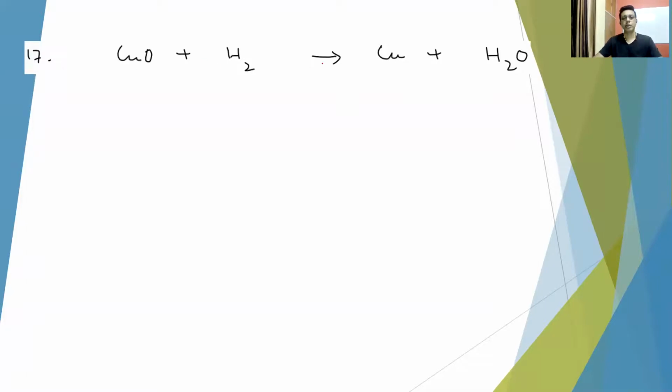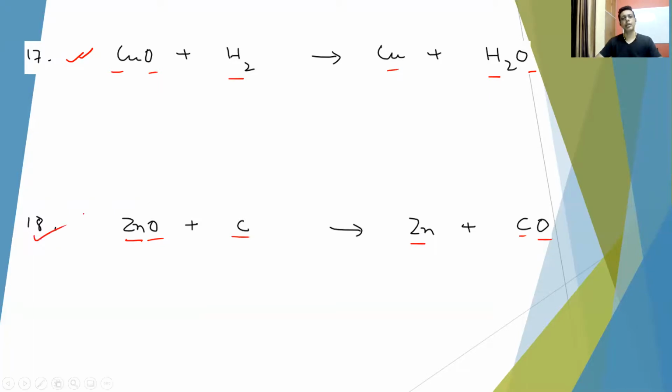Copper oxide plus hydrogen gives copper plus water. So we'll try to balance. Hydrogen is balanced, oxygen is balanced in the equation. 2 hydrogen is balanced. 1 oxygen is balanced. 1 copper is balanced. That means the equation is already balanced. Zinc oxide plus carbon gives zinc plus carbon monoxide. Zinc 1, oxygen 1 balanced, carbon 1. This is a balanced equation. We don't have to balance it again.